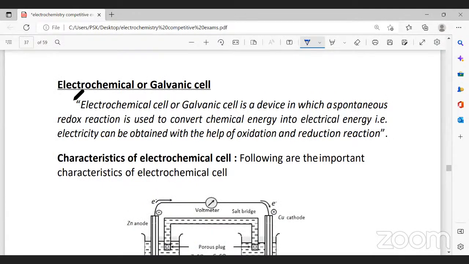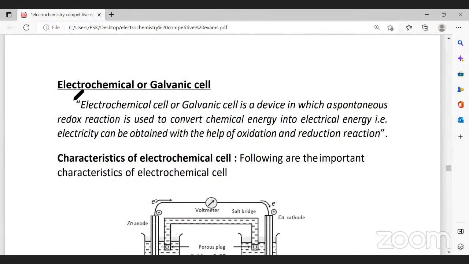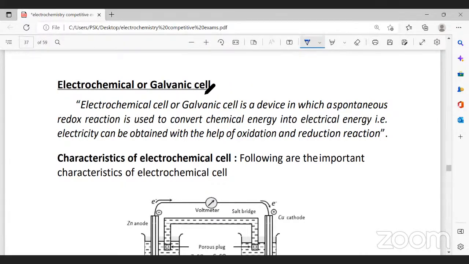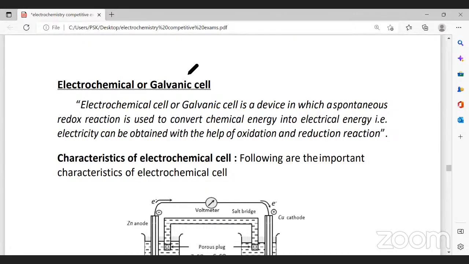This electrochemical cell is also called a galvanic cell. It's also called a voltaic cell. Galvani is the person who invented this, therefore it is named after him, galvanic cell. Since we can measure voltage, we call it a voltaic cell. An electrochemical cell or galvanic cell is a device in which a spontaneous redox reaction is used to convert chemical energy into electrical energy. A cell which converts chemical energy into electrical energy will be called an electrochemical cell.